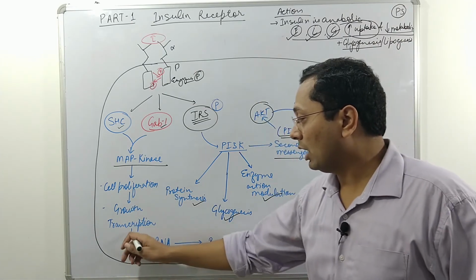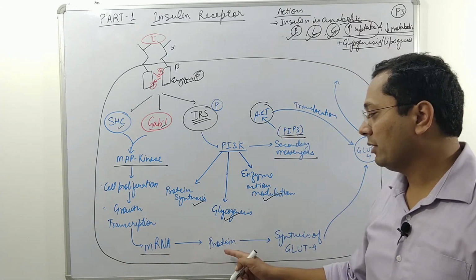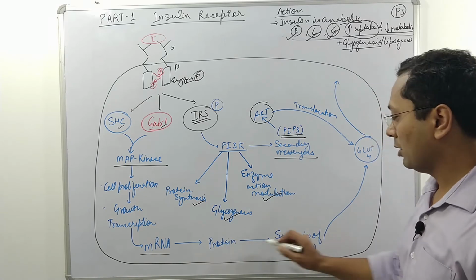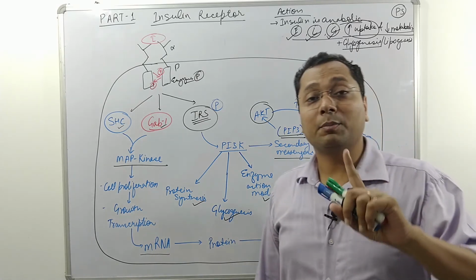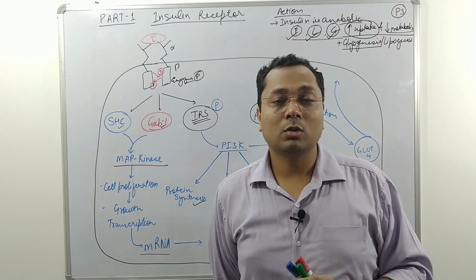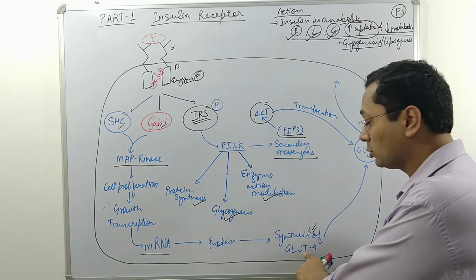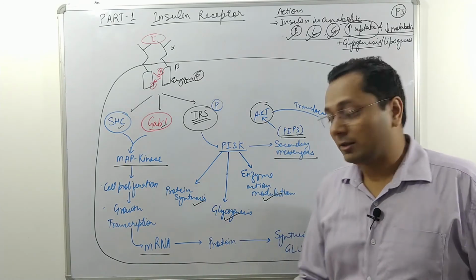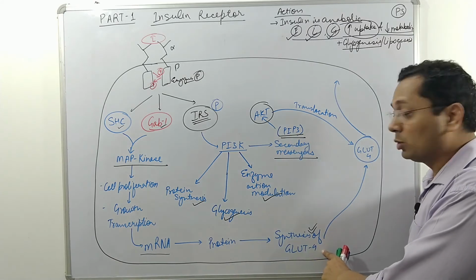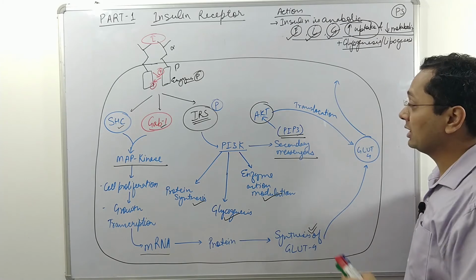And now after transcription, there is production of mRNA. We know this. Now this mRNA will be converted into protein, and these proteins are leading to synthesis of GLUT4. Now in the previous cell, in the beta cell, I had told that there is GLUT1, correct? But in this condition there is GLUT4 because this is not a beta cell. This is any other cell except beta cell. So now this is synthesis of GLUT4, and it is being synthesized more inside the cell.